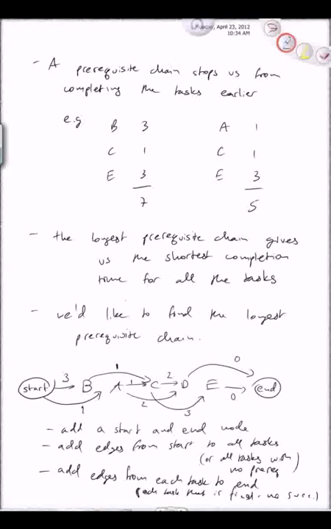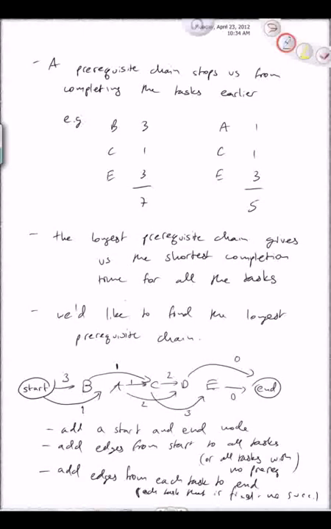So this is our graph now. And now a path from start to end corresponds to a prerequisite chain, and the length of that path corresponds to how much that prerequisite chain is slowing us down. So if we look at this path BCE, it's start to B, that's a 3, then B to C, that's a 1, and then C to E, that's a 3. So that's giving us that total cost of 7 that we had before. So 3 plus 1 plus 3 gave us that 7.